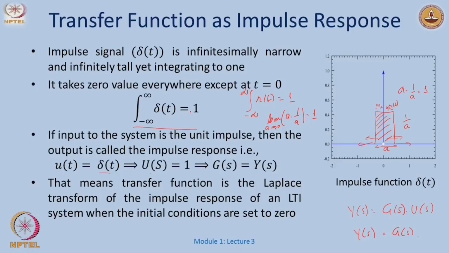Okay. So if the input to the system is the unit impulse, then the output is called the impulse response, and you see in that case the output which I observe is equal to the transfer function, at least mathematically. That means this transfer function is just the impulse response for an LTI system. Again, you take the initial conditions to be 0.